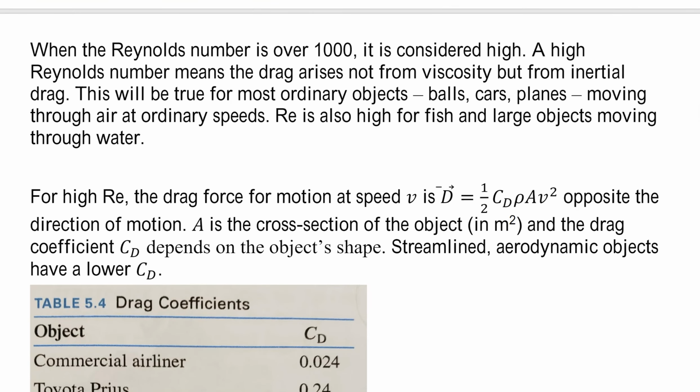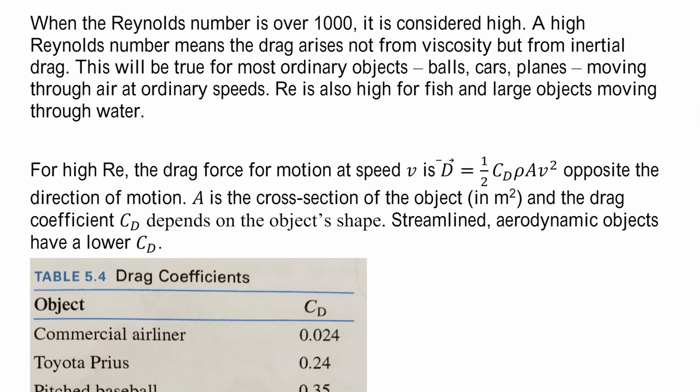All right. So when the Reynolds number is over 1,000, it is considered high. All right. So I'm just telling you that. A high Reynolds number means the drag arises not from viscosity, but from inertial drag. This is true for most ordinary objects like balls, cars, planes, moving through air at ordinary speeds. Reynolds number is high for fish and for large objects moving through the water as well. So water is not considered a very dense thing for normal objects moving at normal speeds.